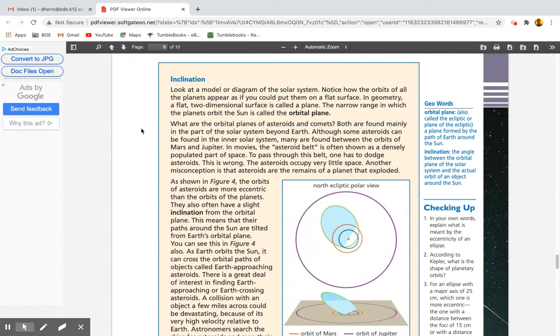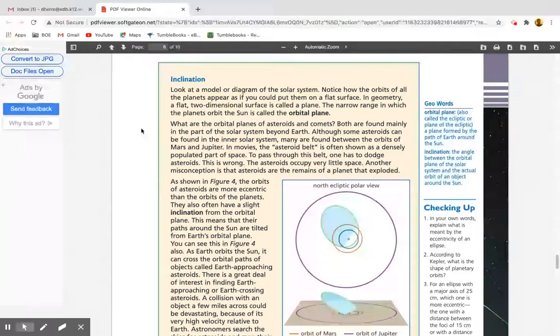What are the orbital planes of asteroids and comets? Both are found mainly in the part of the solar system beyond Earth. Although some asteroids can be found in the inner solar system, many are found between the orbits of Mars and Jupiter. In movies, the asteroid belt is often shown as a densely populated part of space.